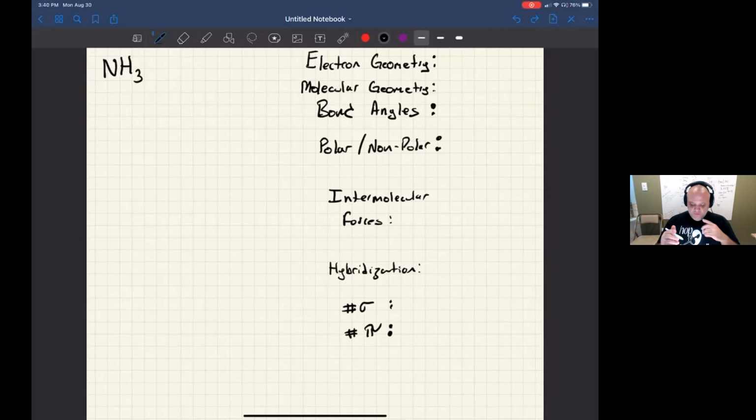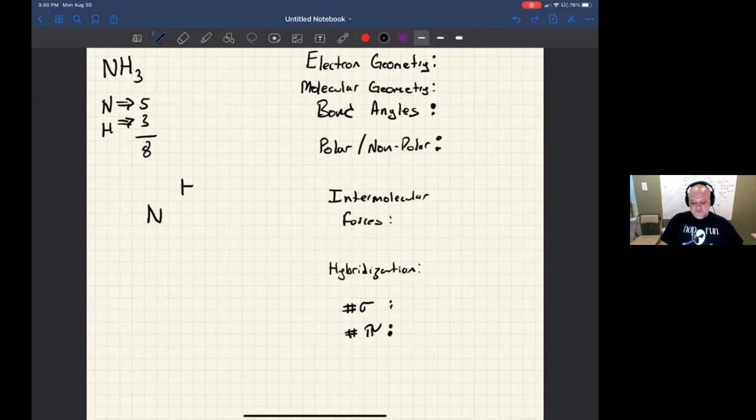Okay, so if I want to do NH3, what I want to make sure to do is start to count my valence electrons. I've got a nitrogen, so that's 5 valence electrons. I've got 3 hydrogens, so that gets me 3 valence electrons for a total of 8.